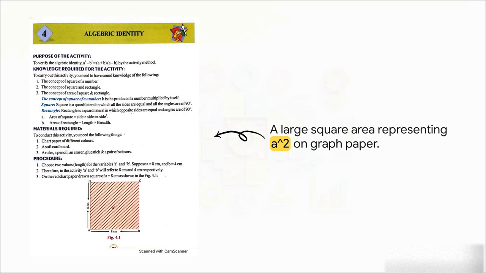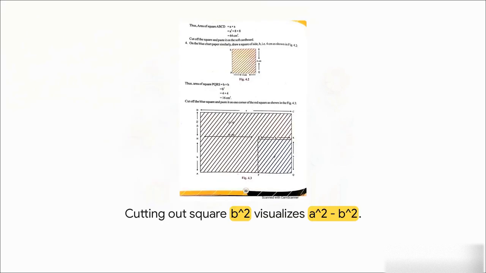Here we have a large square constructed on graph paper. Let's just call the length of its side a. So the entire surface area you are looking at right now is a squared. But what if we want the identity for a squared minus b squared? Well, visually, that means taking our large a squared area and physically cutting out and removing a smaller square with area b squared from the corner. If you rearrange the remaining colored paper, it perfectly forms a brand new rectangle with a length of a plus b and a breadth of a minus b. The math is literally proving itself on paper.